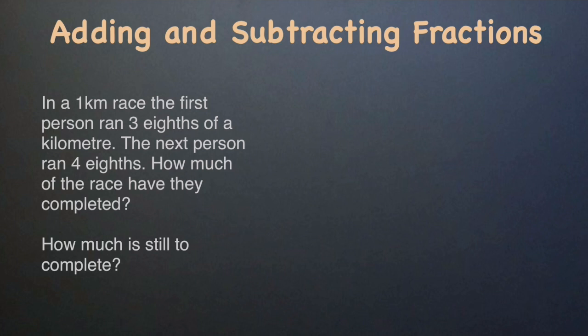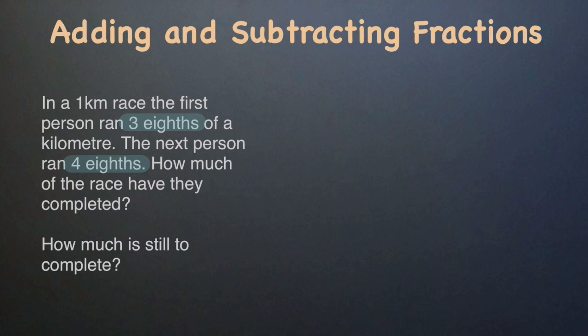Okay, here's another one. Let's start by just reading the question. In a 1 kilometre race, the first person ran 3/8 of a kilometre. The next person ran 4/8. How much of the race have they completed? And there's a second part, how much is still to complete? All right. First thing we need to do is work out that it's 3/8 and the next person ran 4/8. So we want to work out what they ran together.